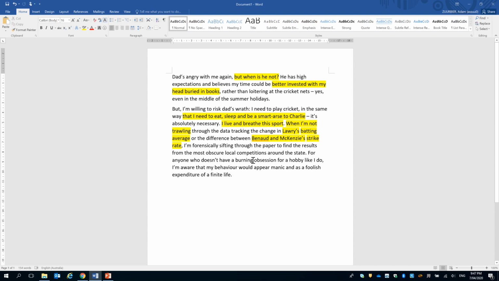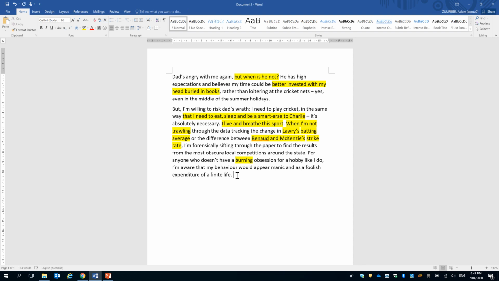So, burning, that's the use of a high modality adjective, and it's metaphorical as well. And manic, okay, so that is a term that means someone who's a little bit crazy and potentially hyper energetic about what they're doing, and a foolish expenditure of a finite life. And finite meaning obviously limited. Okay, we have a limited amount of time in this world.